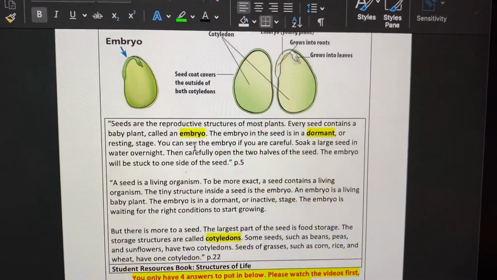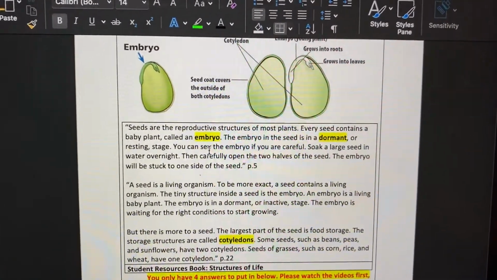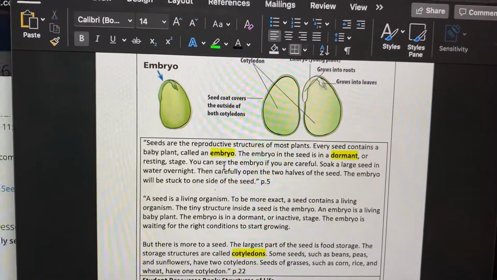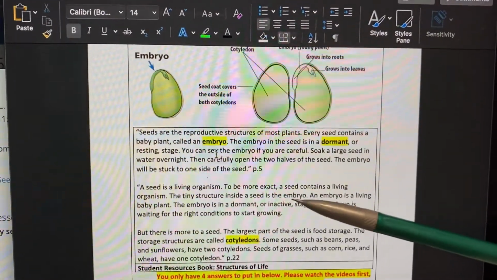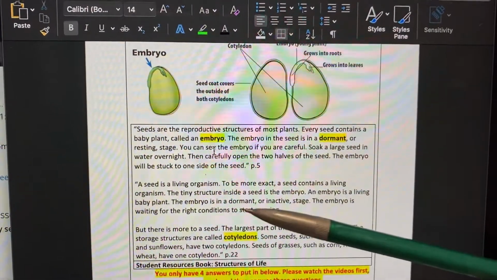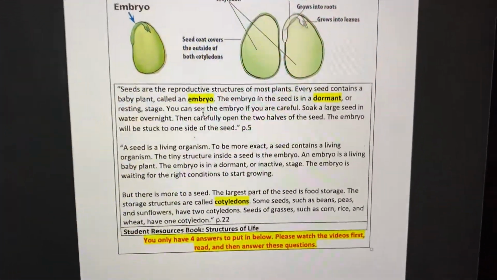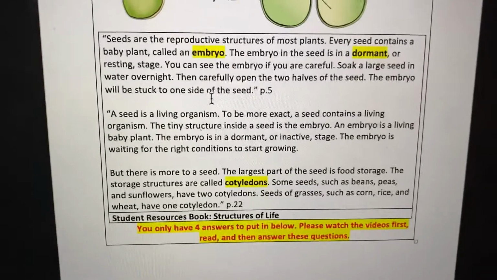So just like you guys, when you were babies, you needed nutrients like food and water to grow. So this seed here is waiting for its nutrients, water, sun, food, soil, all of that to grow. Okay? But there is more to a seed.